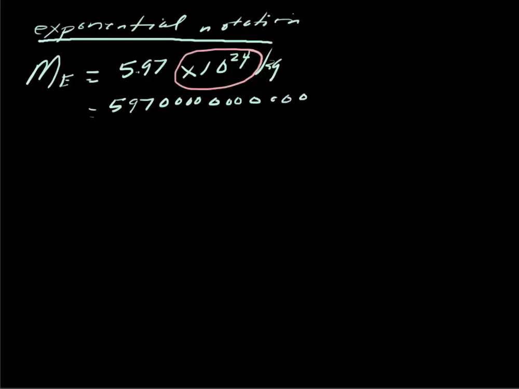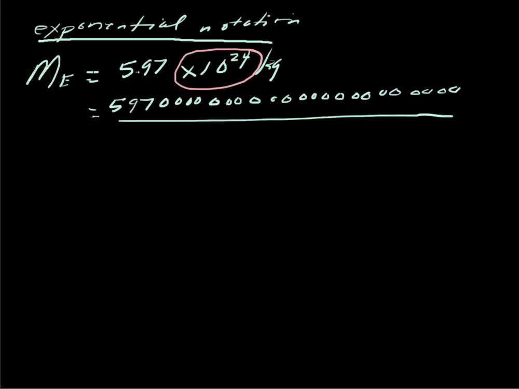24. We'd have all these zeros here that we'd have to write out. This is not very efficient. We don't really care too much about all these zeros. We're primarily interested in the 5.97. 10 to the 24th kind of tells us all we need to know about how many zeros are there. So we typically write that then as 5.97 times 10 to the 24th, and don't forget your units.